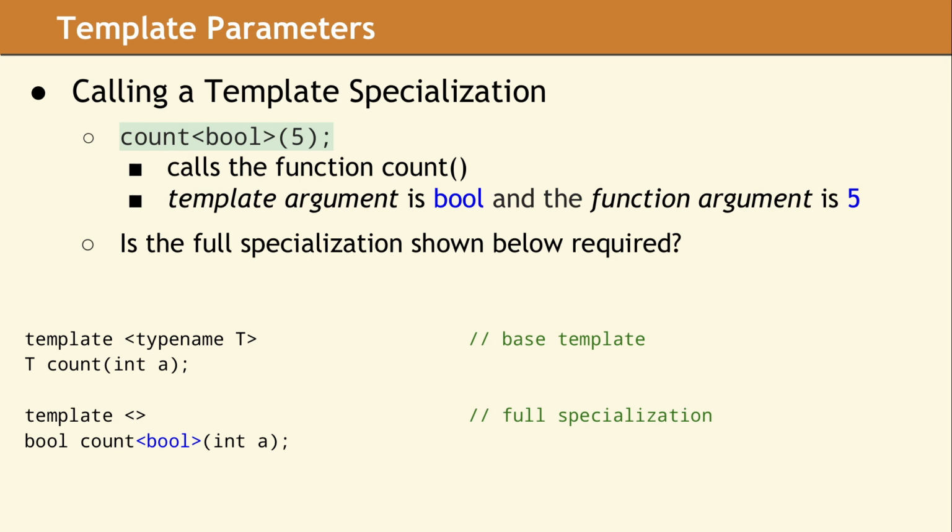However, the full specialization declaration was not necessary because the compiler could have instantiated this code for us using the base template. The main reason you might want a full specialization is when it needs to do something different from the base implementation.